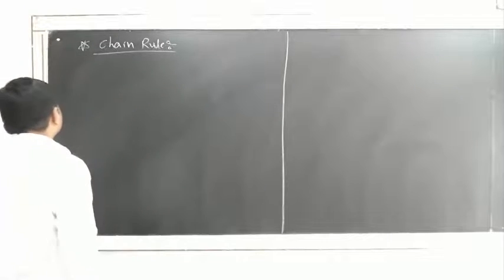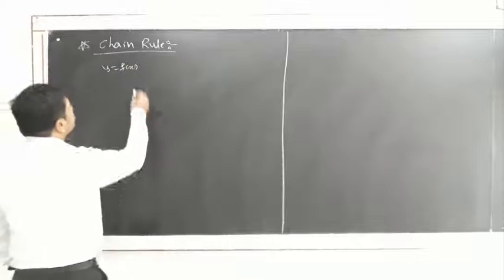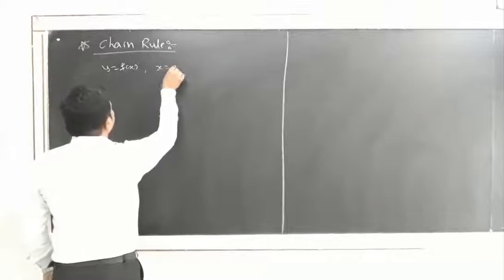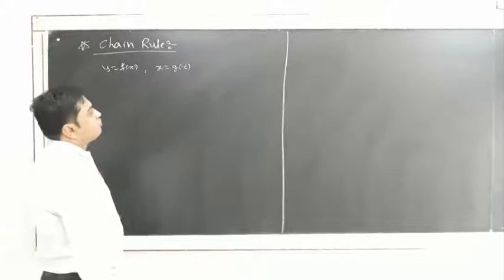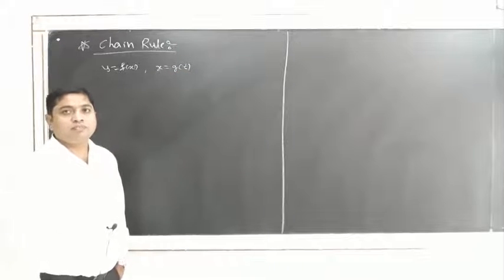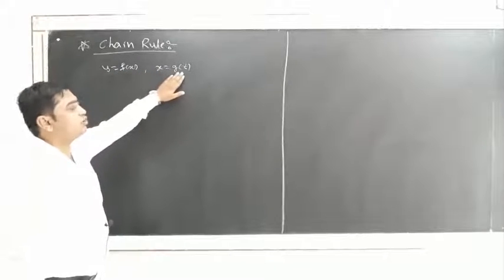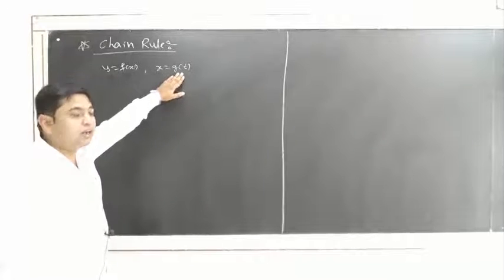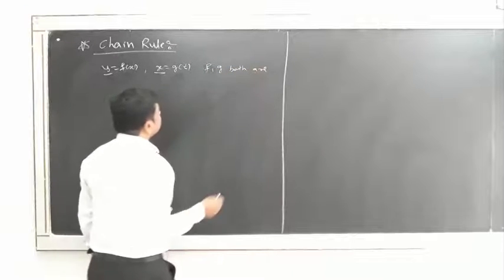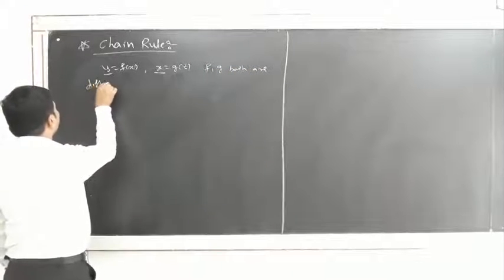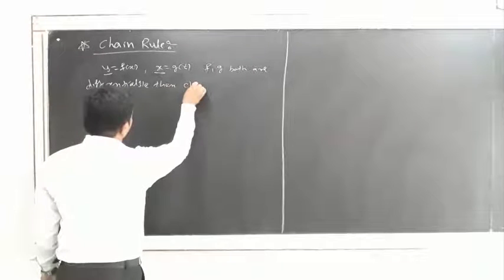So if we have a function y is equal to f of x, a one variable function, and here x is equal to g of t, a function of variable t. So we take y is equal to f of x and x is equal to g of t. Then we can say that f and g both are differentiable. Then we write the chain rule.